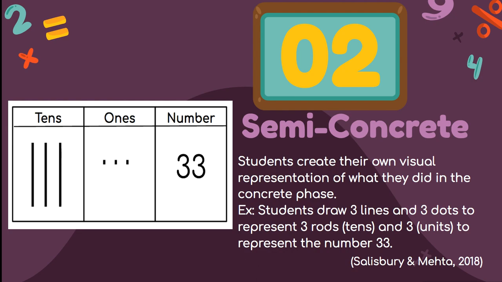Students who want to represent the hundreds usually draw a square. For the tens, they draw lines like in the picture, and for ones, they usually draw dots. So in this example, let's look at the previous example, understanding the number 33. If the teacher wants students to understand 33 in regards to the tens and the ones place, then students might draw 3 lines to represent 3 tens and 3 dots to represent 3 ones, which is the number 33.